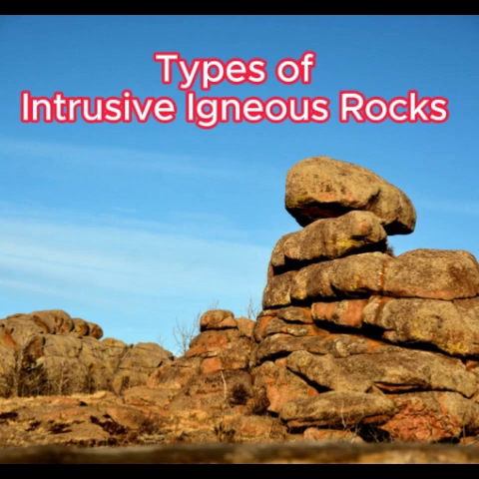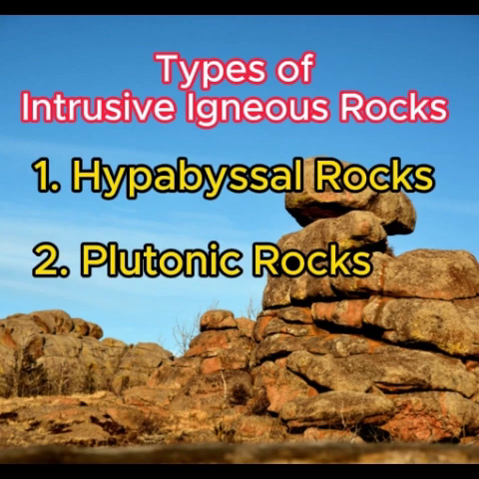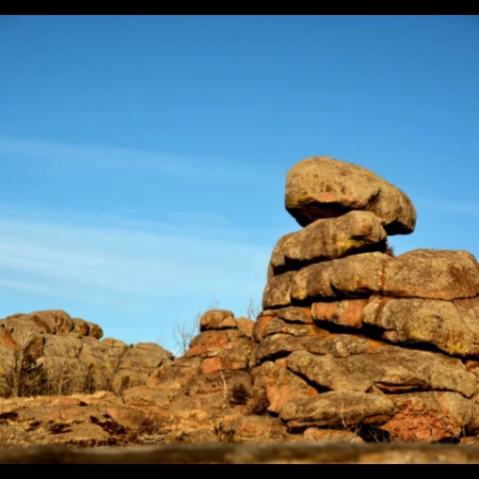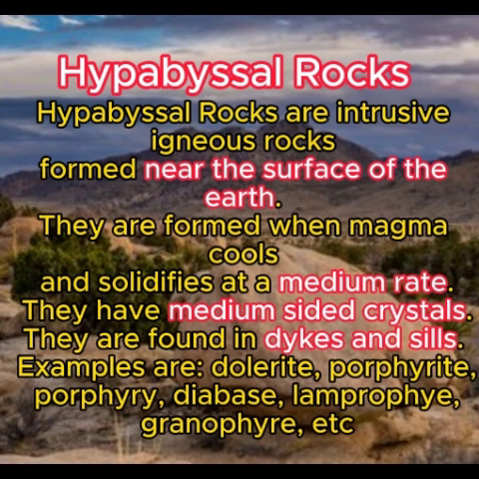Types of intrusive igneous rocks. There are two major types of intrusive igneous rocks, namely hypabyssal rocks and plutonic rocks. Hypabyssal rocks are intrusive igneous rocks formed near the surface of the Earth. They are formed when magma cools and solidifies at a medium rate. They have medium-sized crystals. They are found in dikes and sills. Examples are dolerite, porphyrite, porphyry, diabase, lamprophyre, granophyre, etc.